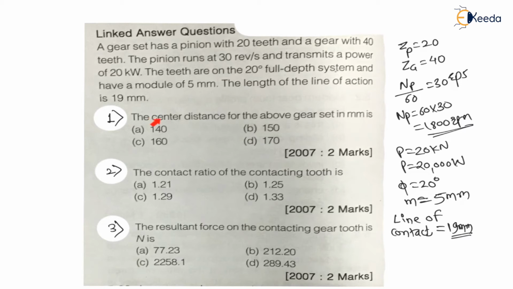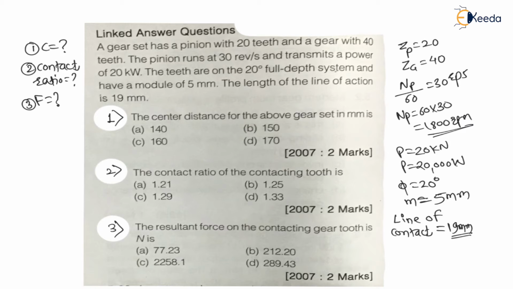Now question number 1 is: the center distance for the above gear set in mm is. Now the first question is what is the center distance for the above gear set. The second question is: the contact ratio for the contacting tooth is. Here the second question is contact ratio, equal to question mark. And the third question is: the resultant force on the contacting gear tooth in Newton. Third question is resultant force on contacting surface is question mark.